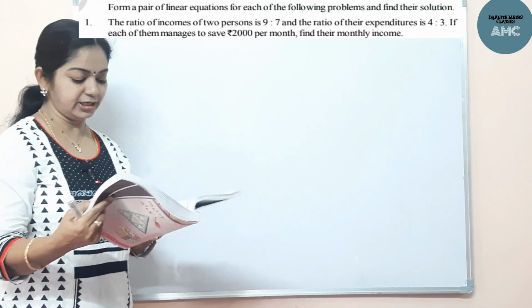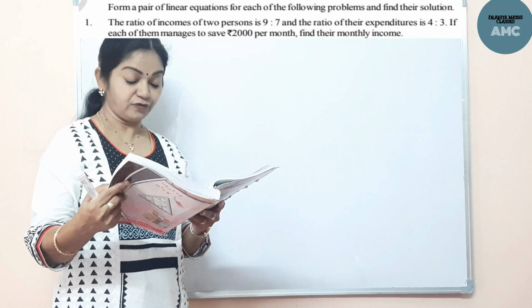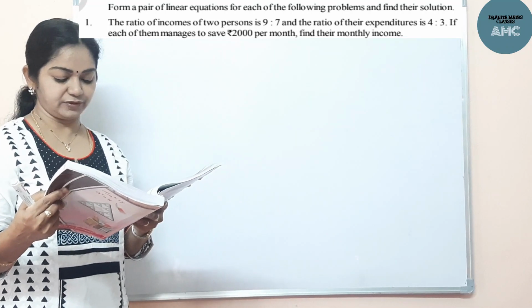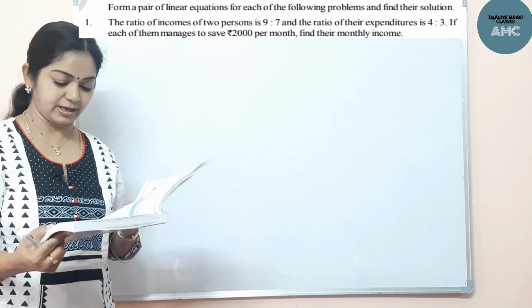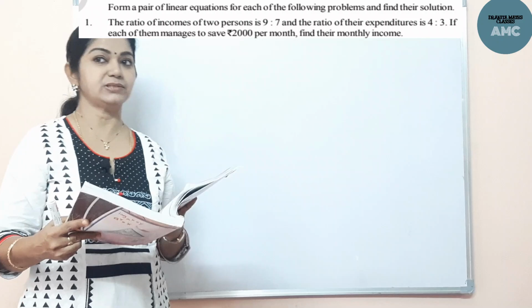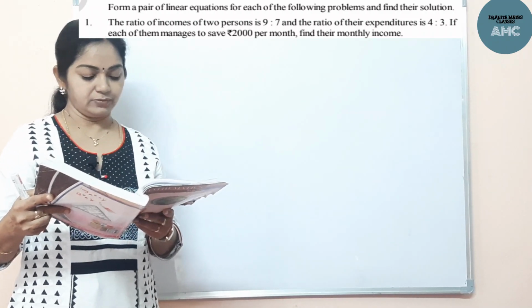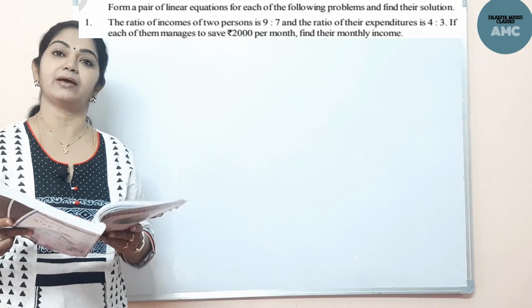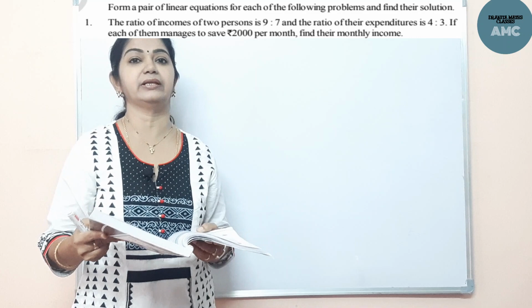From a pair of linear equations, for each of the following problems, form a pair of linear equations and find their solutions. Here, these are all given as the 10 verbal problems. These were like the verbal problems we have done in exercise 1, isn't it? Now, for verbal problems, we have to form a pair of linear equations from this, then we have to find their solutions.